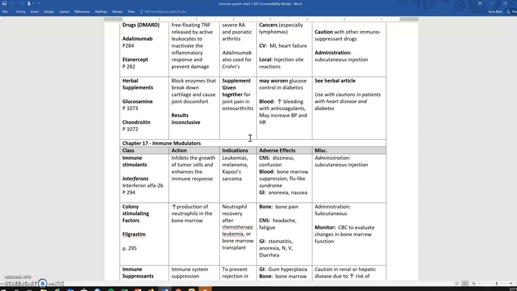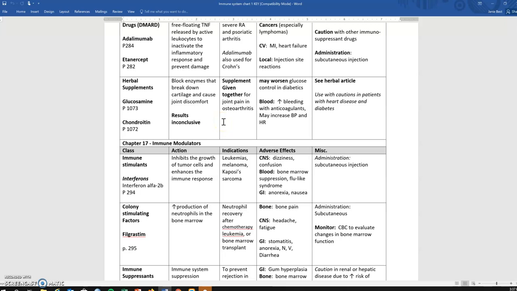A couple of herbal supplements whose results are inconclusive have been prescribed for patients with arthritis, and they are glucosamine and chondroitin. They are thought to block the enzymes that break down cartilage and cause joint discomfort, and they're typically given together as a supplement.